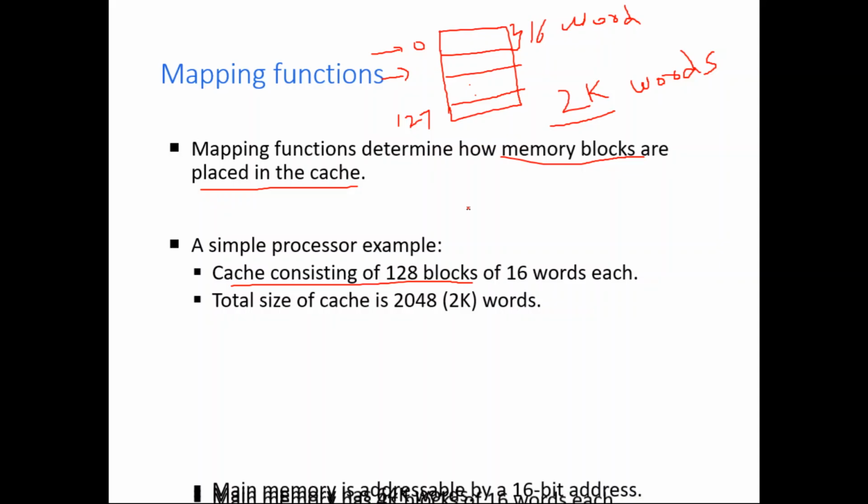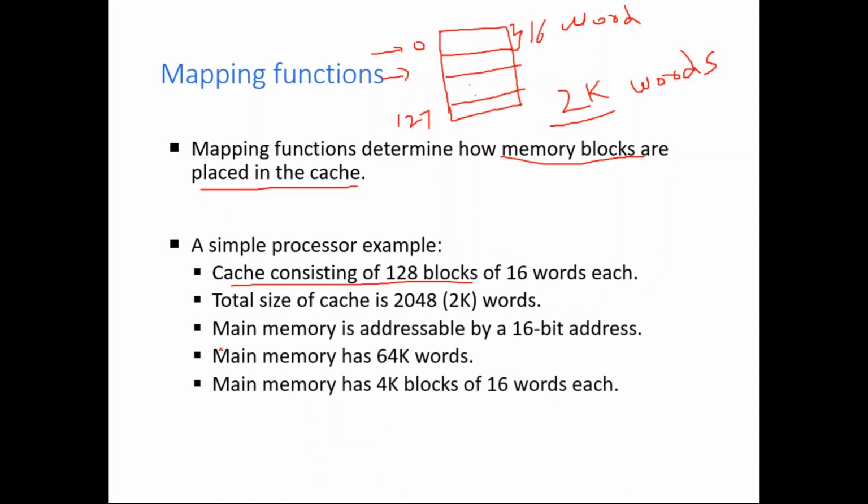Now what is our assumption about the main memory? Let us assume that main memory is addressable by a 16-bit address. To address the main memory we are using 16 bits. And main memory has 64k words, or you can also call it 64k blocks.